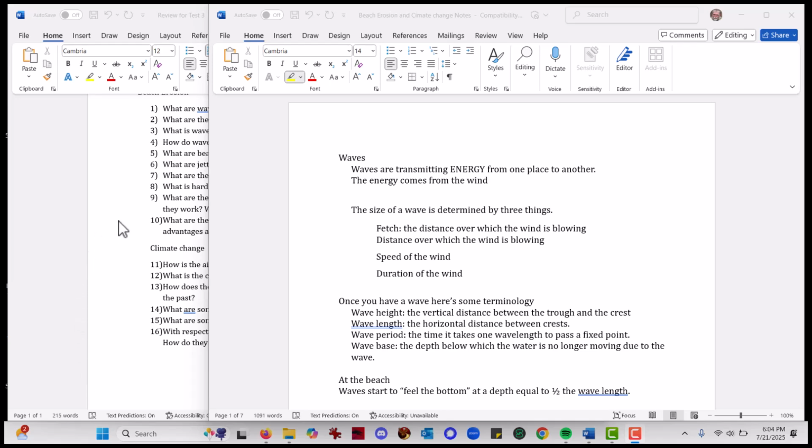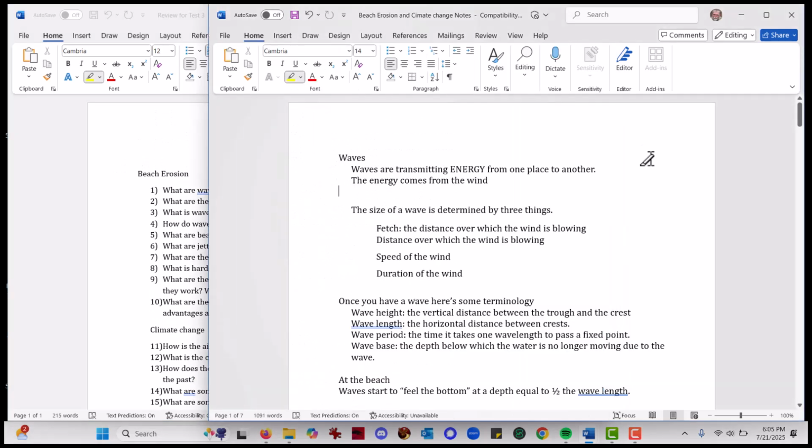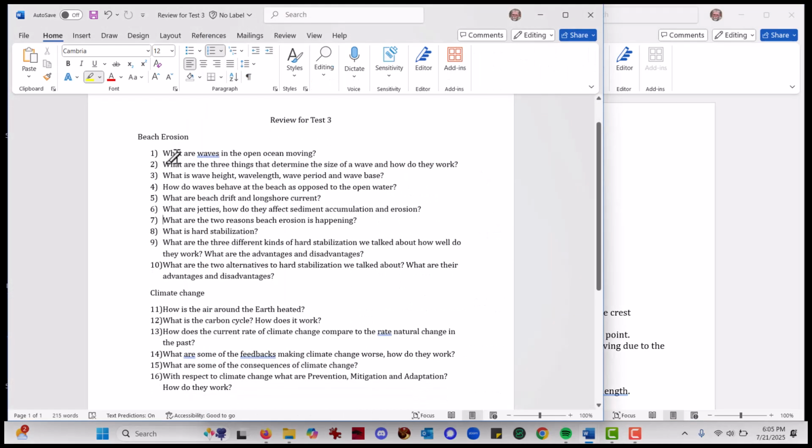Okay, so you can see on the screen I have the review sheet and I also have the notes, both of which I just downloaded from Canvas. Okay, so, going through the questions.